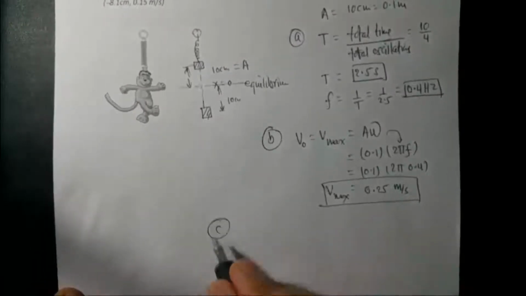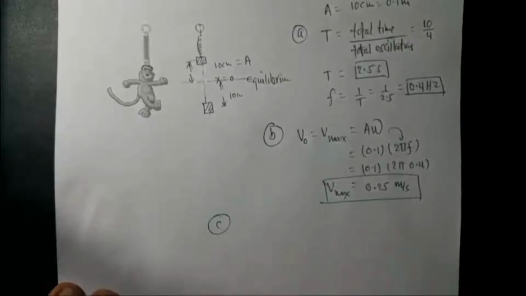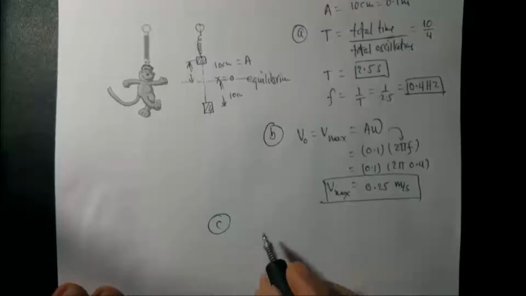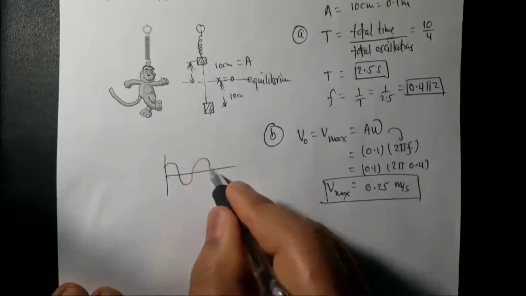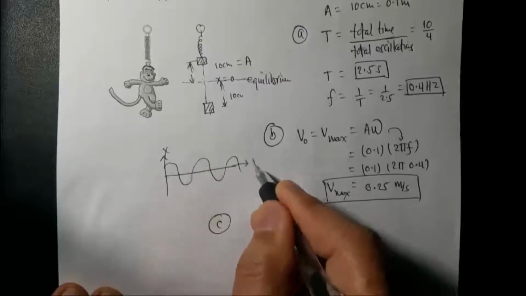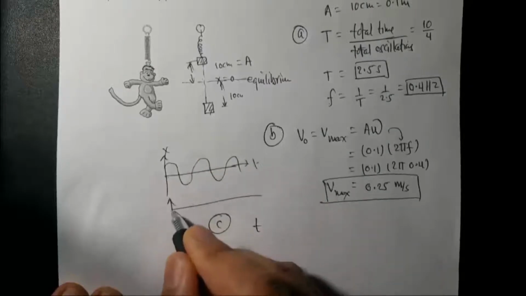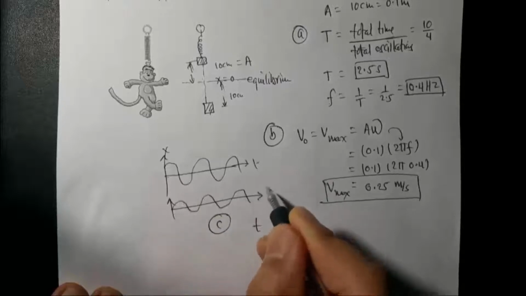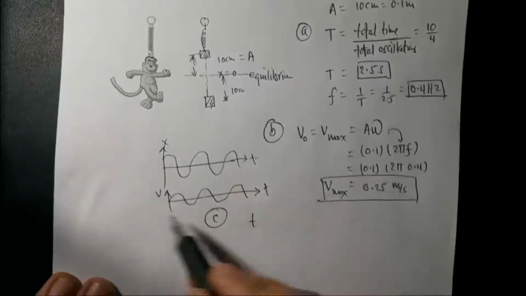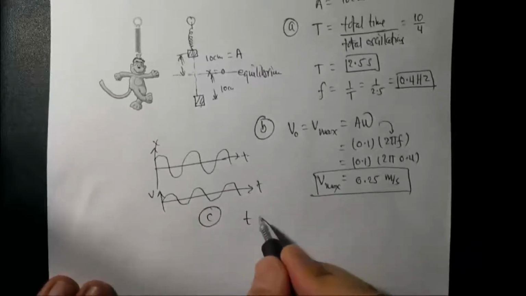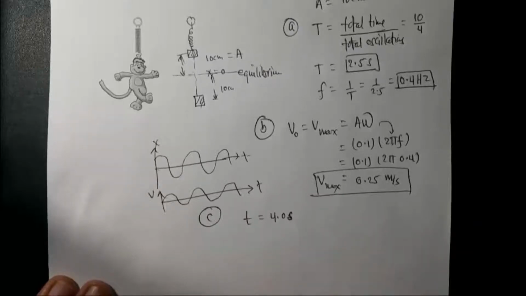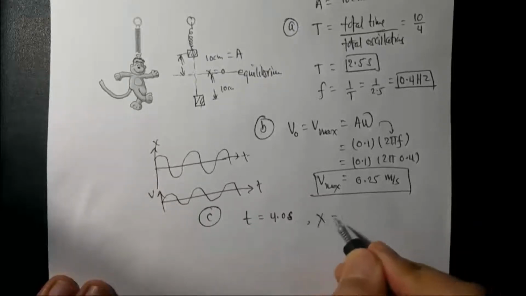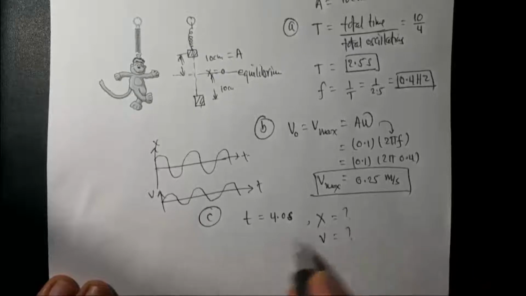Next, which is the last part, is what are the position and velocity at 4 seconds after you release the toy. Because it's position and velocity, everything is changing here. This is position versus time, and the velocity will be a sine function, so there will be a phase difference between them. Everything is changing over time. So at 4 seconds after you release, what would be the position? What would be the velocity? Just use the position and velocity functions.